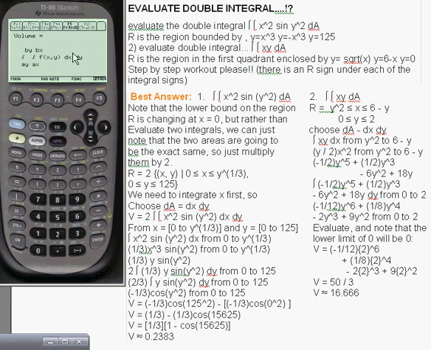Here's the way it looks. We're going to enter the range. Well, he has x is equal to y squared and 6 minus y. So let's do that. Alpha y squared, alpha 6 minus y. Looks like it's okay. What's the other range? Y is 0 to 2. Alpha 0, alpha 2.